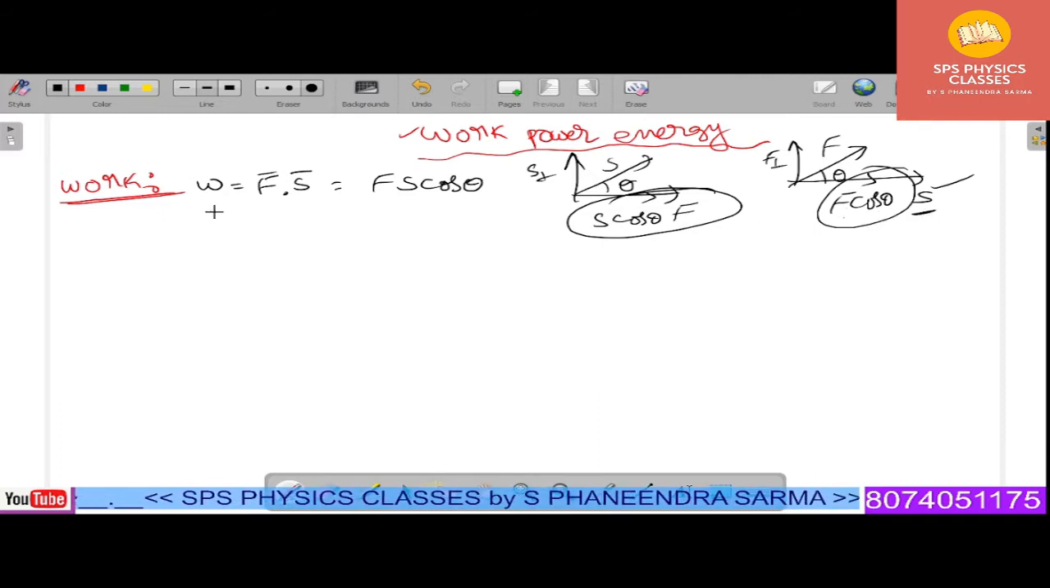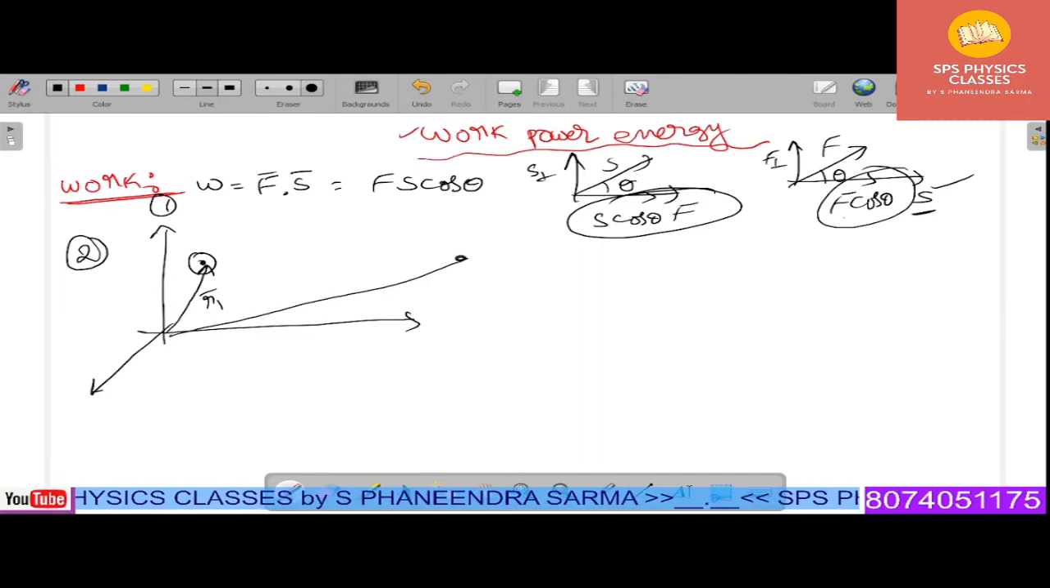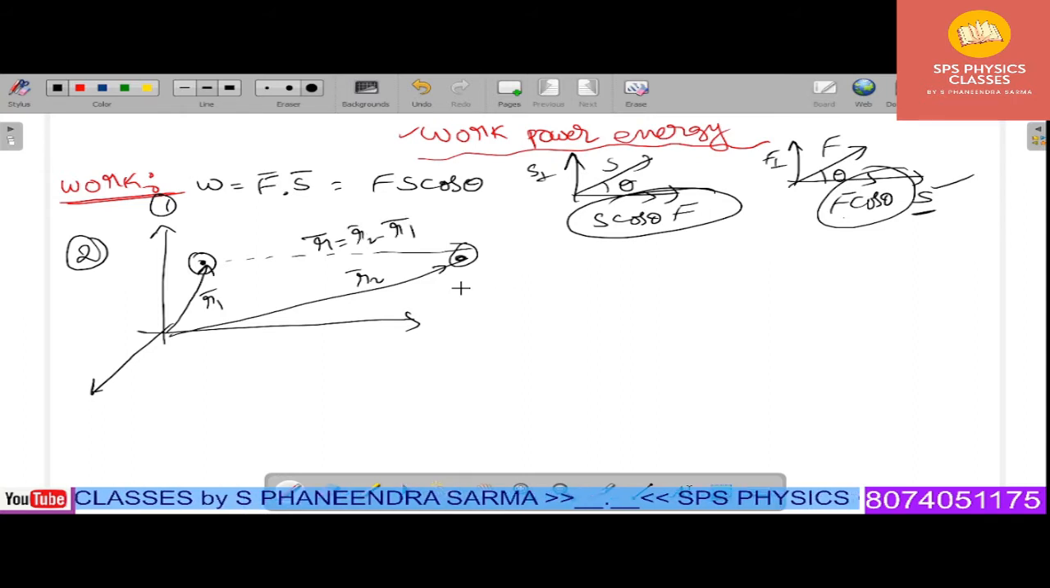So the fundamental thing is that work done is equal to F bar dot S bar. On the other hand, when we consider the coordinate system, suppose in the three-dimensional coordinate system this is the first position vector, the position of the first object at r1 bar, and the position of the object changes to r2 bar, the new position vector. In such a case, we consider r bar equal to r2 bar minus r1 bar. Then work done is equal to F bar dot r bar.